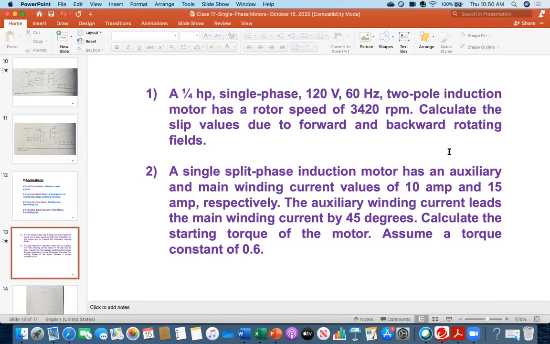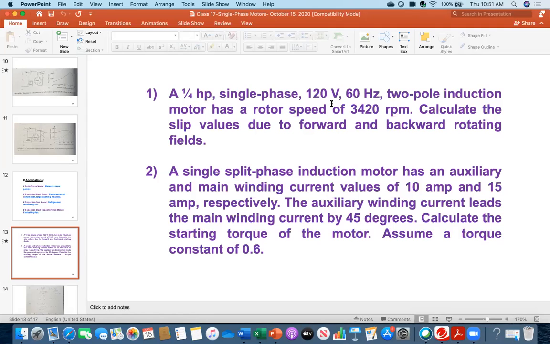Now, everybody, please read these two numerical problems. First one: a one by fourth horsepower. The very first thing written is one by fourth horsepower. At the beginning, I told you that all the motors we are looking at, split phase, capacitor run, capacitor restart, whatever, always have a rating below 746 watts, always below 1 horsepower. That's why this problem says one by fourth horsepower. This means it is not full horsepower. That's why these are called fractional horsepower motors.